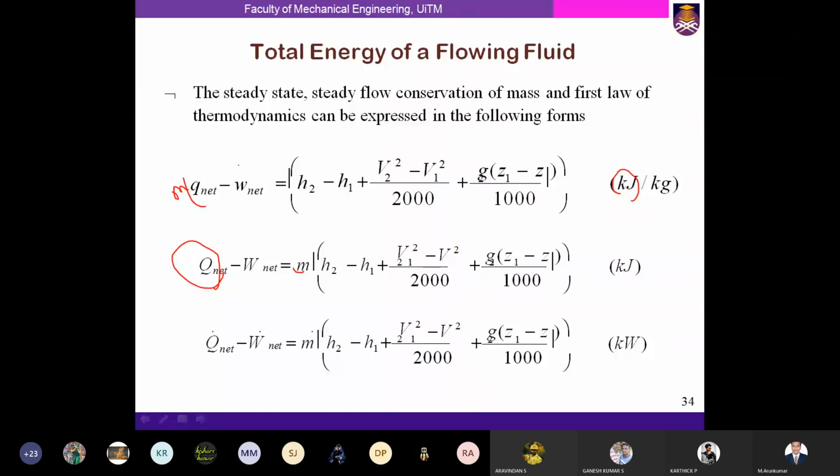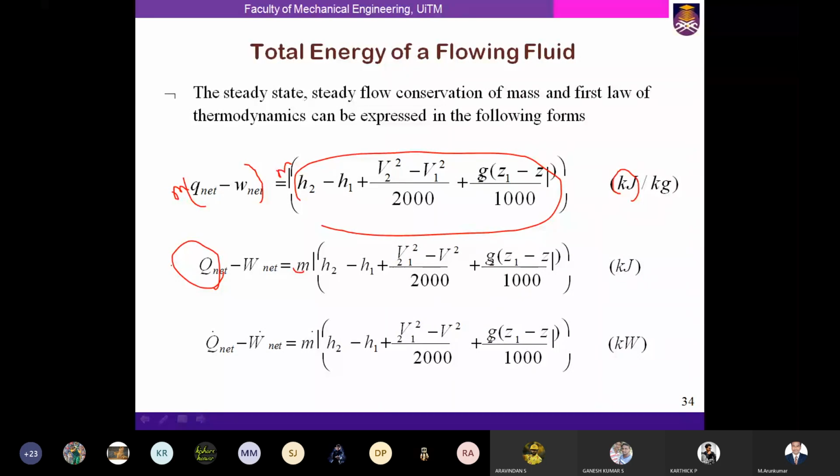So for general m constant, we can multiply m with both sides. Then we can have this equation. So m into Q net will be capital Q, and m into small w will be capital W. Then we can have the equation as m into the same terms, in kilojoule.